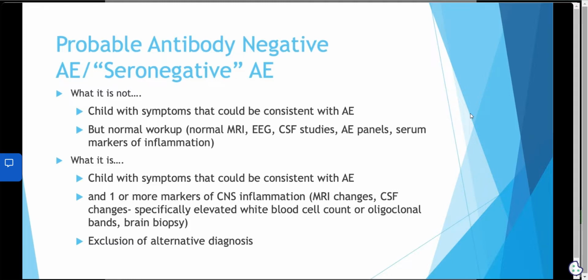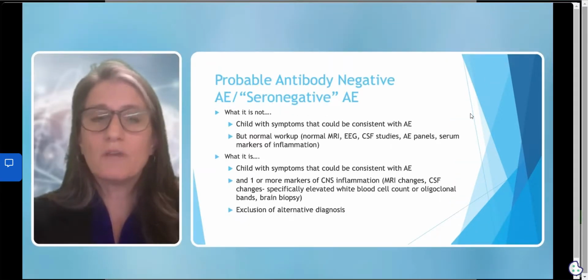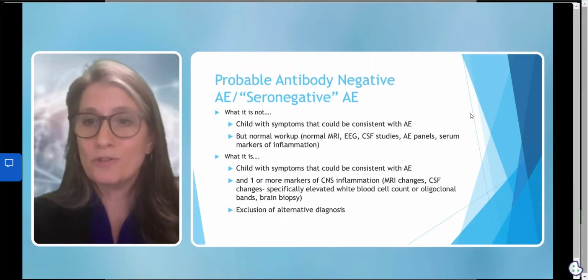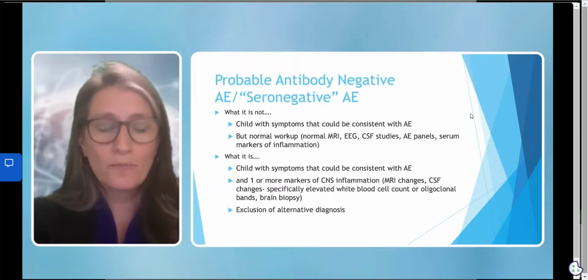You may have a primary epilepsy syndrome. You may have a genetic syndrome. They may have PANS. They may have some other primary condition. It just wouldn't fit with autoimmune encephalitis. And so when we're making the diagnosis of seronegative, we're looking at symptoms that are consistent and at least one of the markers of CNS inflammation or autoimmunity, and that big box of excluding other alternate diagnoses. It's important to remember that an atypical presentation of a more common childhood neurodevelopmental disease is going to be more common than autoimmune encephalitis in most cases, because autoimmune encephalitis is rare.